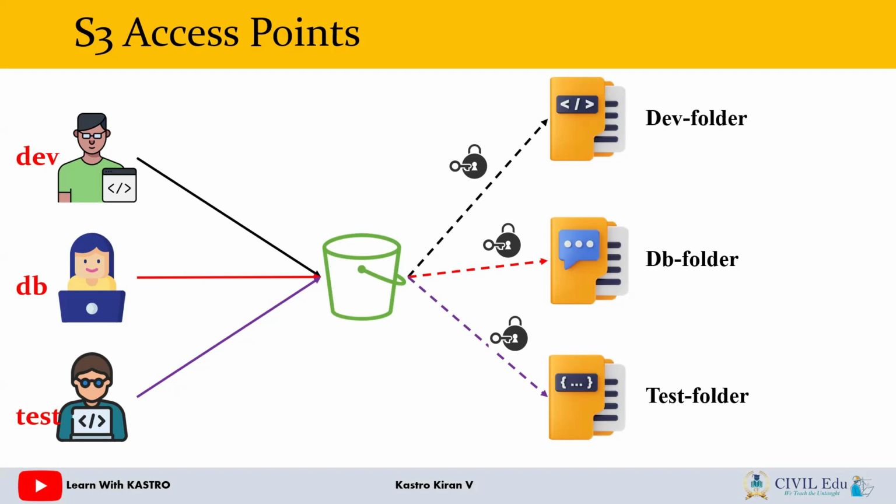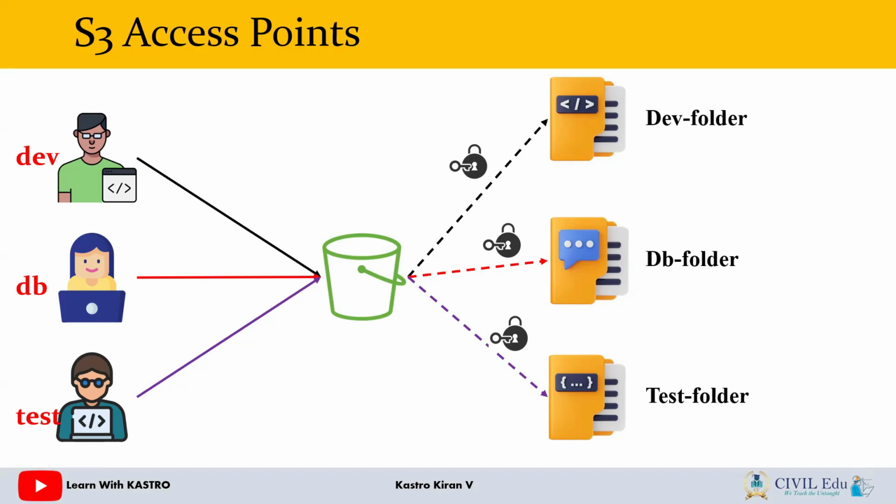So in the access point concept, we will create access points for each team, and we will configure those access points for the specific teams and specific folders that are available in the buckets. So instead of writing complex bucket policies, we can create access points for each prefix. What does it mean by prefix? Dev is one prefix, database is one prefix, test is one prefix. Like that, we can create access points for each prefix, and we can give DNS names to the users in order to access their respective folders in the bucket.